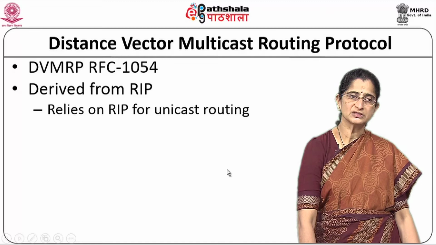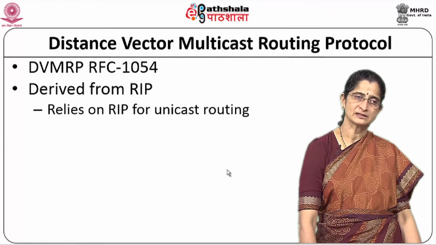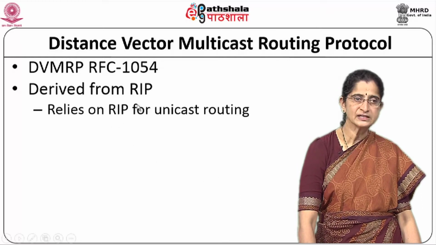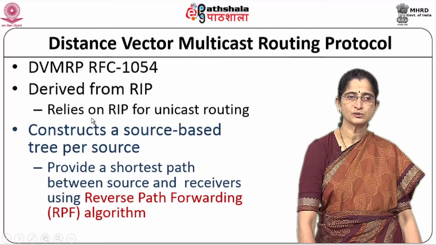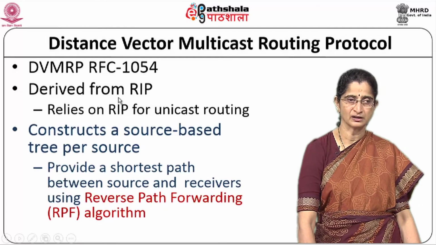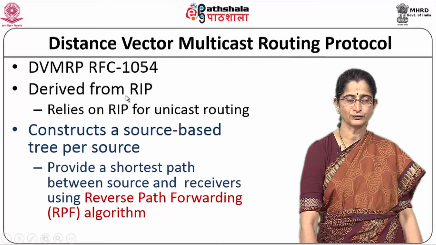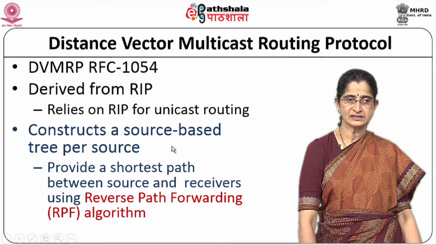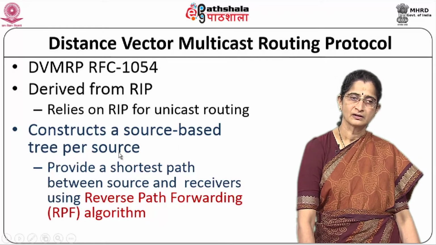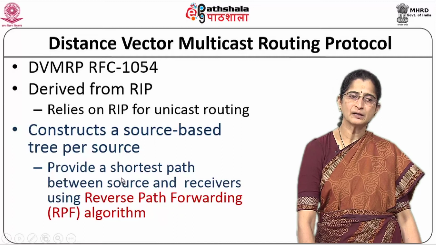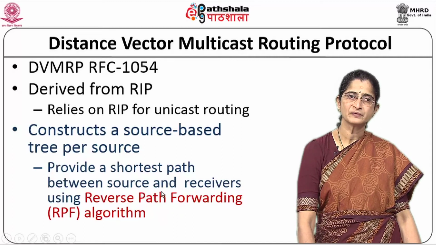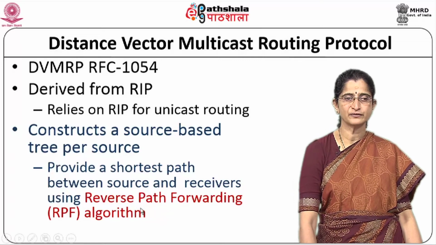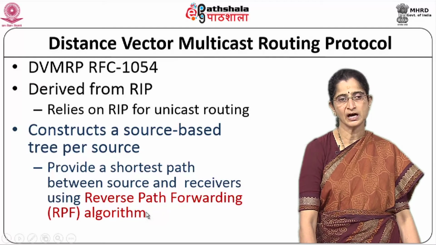Okay. This distance vector multicast routing protocol is essentially an extension of the distance vector routing protocol, which is the RIP protocol that is used for unicast routing. So it is closely tied to the RIP protocol, and dependent on it for doing its job as well. What it does is construct, as we said, a source based tree. Per source a tree will be constructed, and it will provide the shortest path between the source and the receivers, all the members of the group. The algorithm it uses for that is referred to as the reverse path forwarding algorithm, or RPF algorithm.